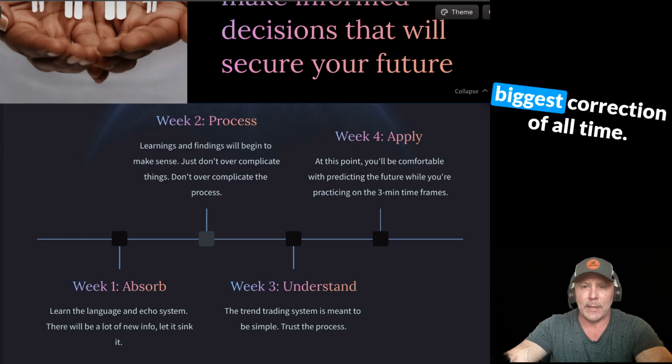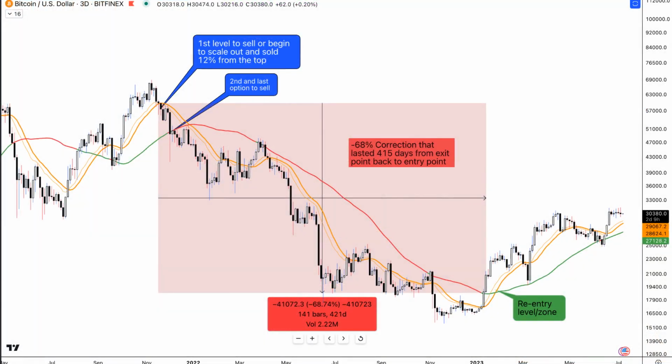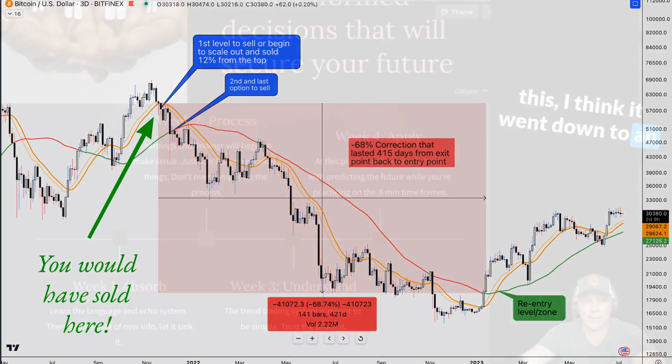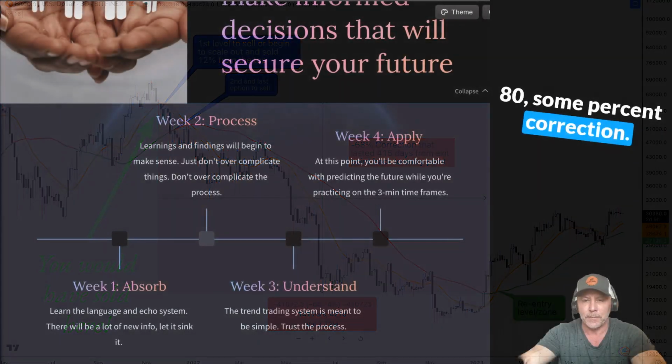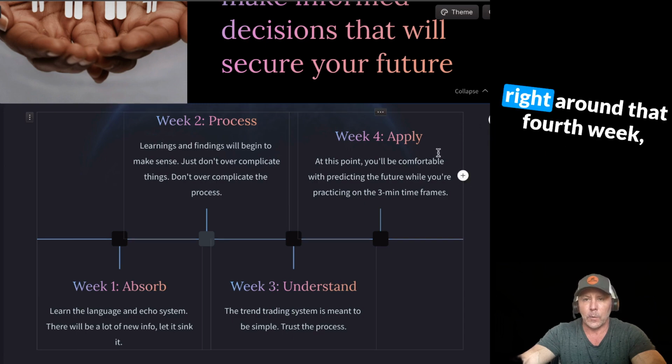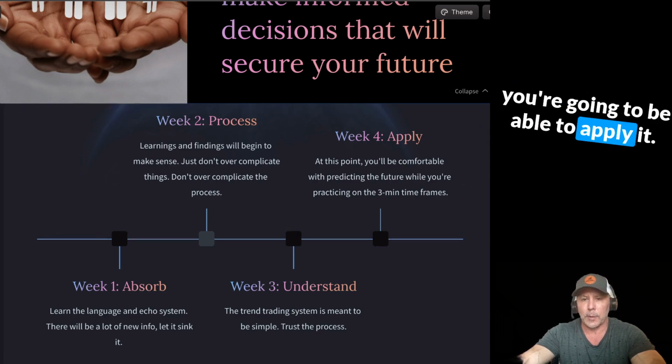It's like the second biggest correction of all time. And with our trend trading system, by the way, you would have sold 10% from the top versus this, I think it went down to an 80-some% correction. So again, this system is really simple. And I think right around that 4th week, you're going to be able to apply it.